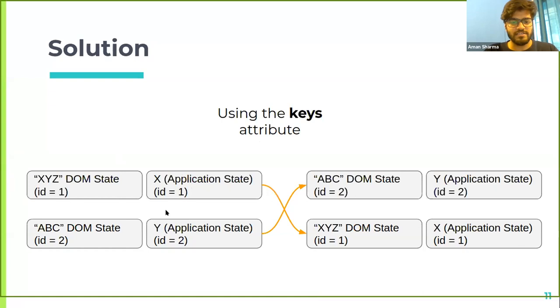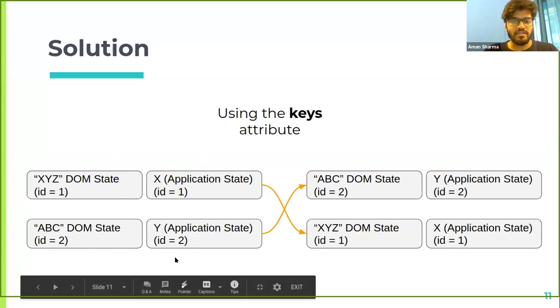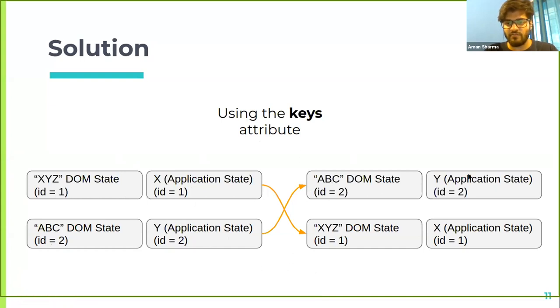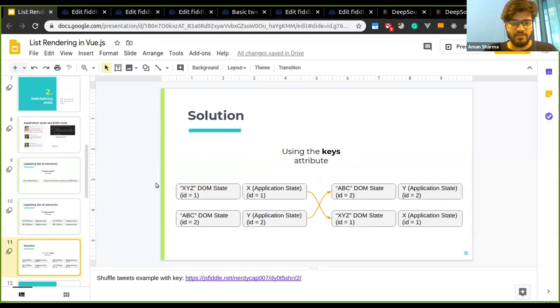So for example, this HTML chunk now has an ID equal to 1, and this other chunk has an ID equal to 2. Now if I swap X and Y, it is not only X and Y which are being swapped, it's the 1 and 2 which are being swapped. So entirely ABC and XYZ will be swapped. So this solution is the only solution in this case.